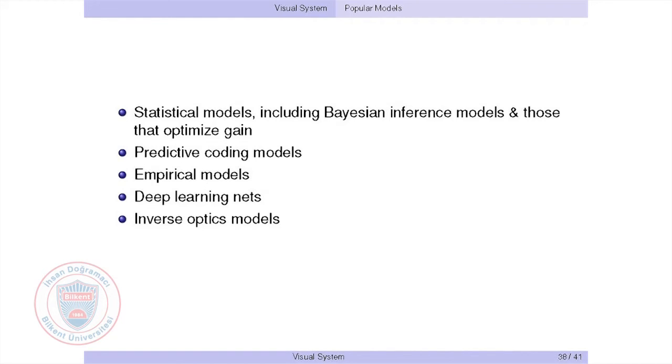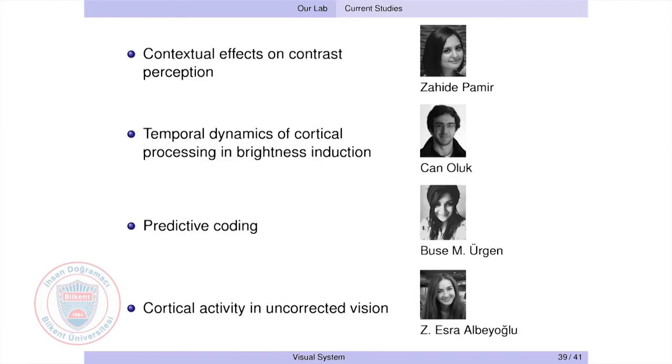Predictive coding models, which treat the whole brain as a prediction machine, predicting what will come at every moment as a next step. Empirical models, deep learning nets, inverse optics models. I can't go into detail in all of them, and these are popular models. What are we doing recently in the lab? Just 1 minute. We look at contextual effects on contrast perception under the leadership of Zahide. Temporal dynamics of cortical processing in brightness illusion with Can and Zahide again. Here the idea is if we can look at high temporal resolution, we can better understand connectivity patterns between brain areas. Buse is trying to test predictive coding predictions in experiments, and Esra is looking at brain activity in people with uncorrected vision.